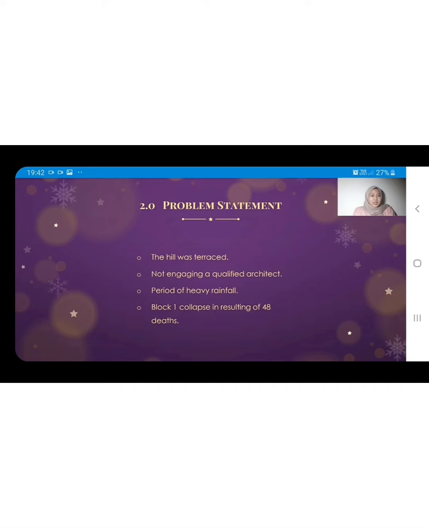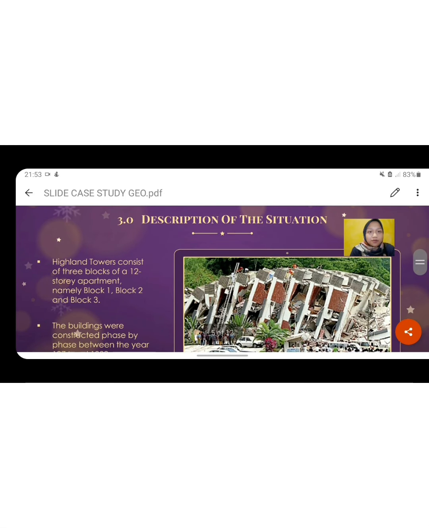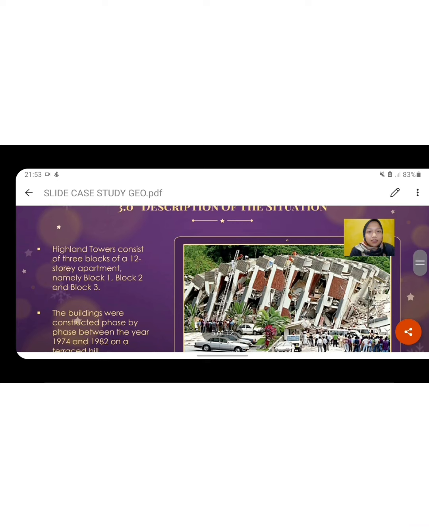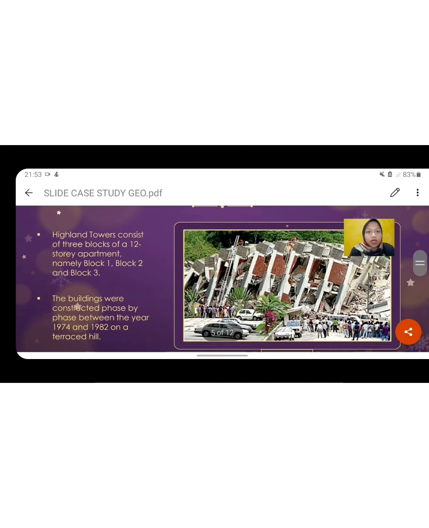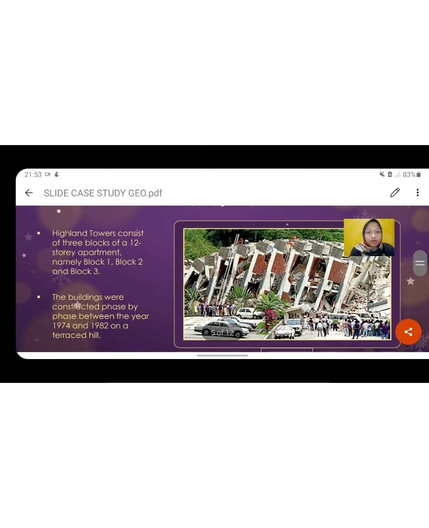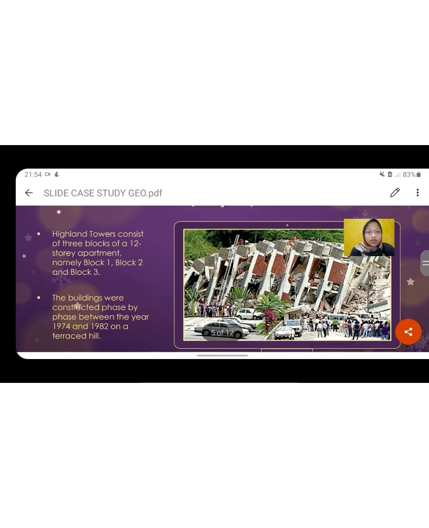Second, not engaging a qualified architect. Third, period of heavy rainfall. As we know, Highland Tower had continuous 10 days of rainfall. Lastly, Block 1 collapsed resulting in 48 deaths. Description of the situation. Highland Tower consists of 3 blocks of 12-storey apartments, namely Block 1, Block 2 and Block 3. The buildings were constructed phase by phase between the years 1974 and 1982 on a terraced hill.